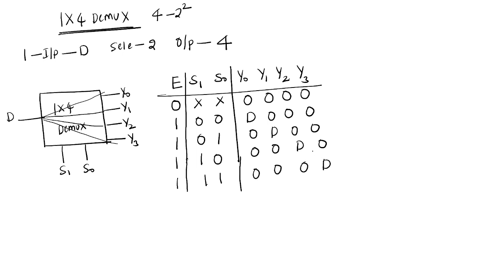Okay. So what is Y naught? Y naught equal to enable, S1 bar, S naught bar. Y1 equal to enable, S1 bar, S naught. Y2 equal to enable, S1, S naught bar. Y3 equal to enable, S1, S naught. So from this, you can draw the logic circuit, okay.